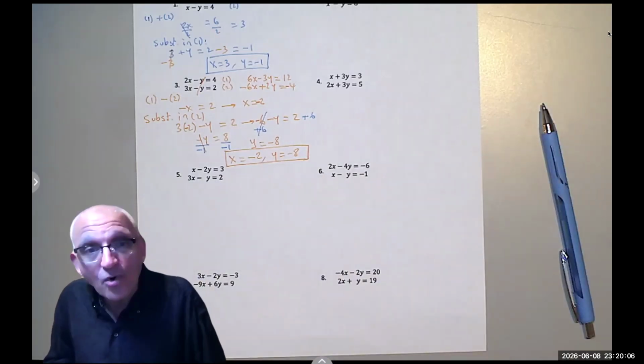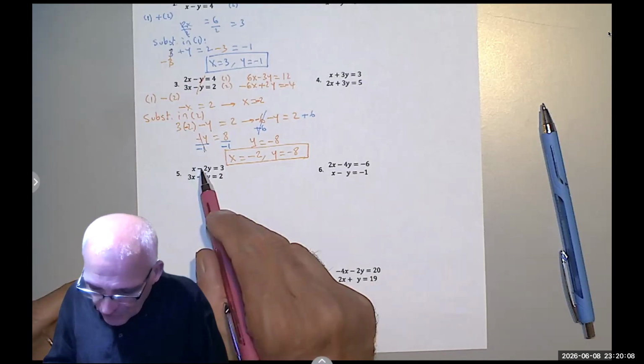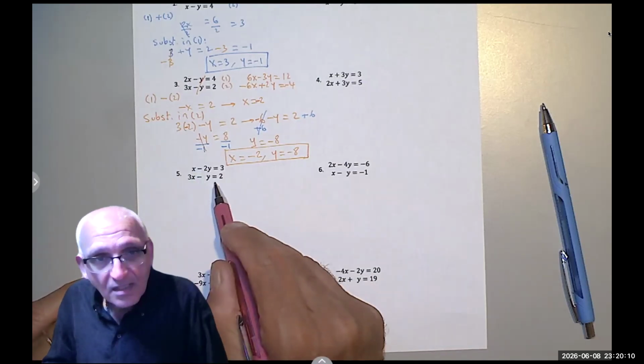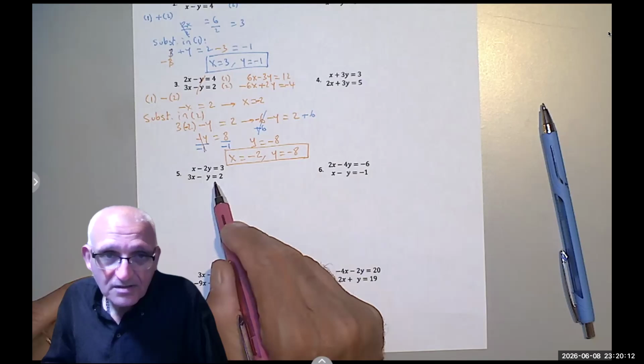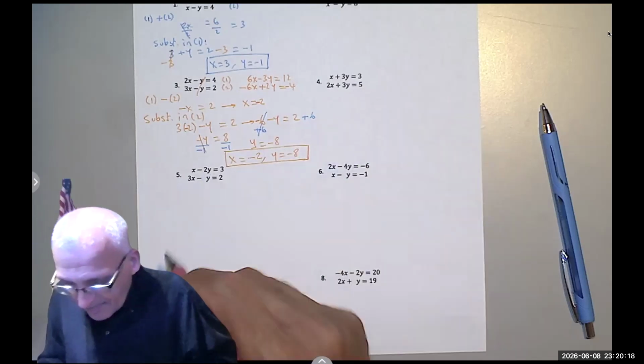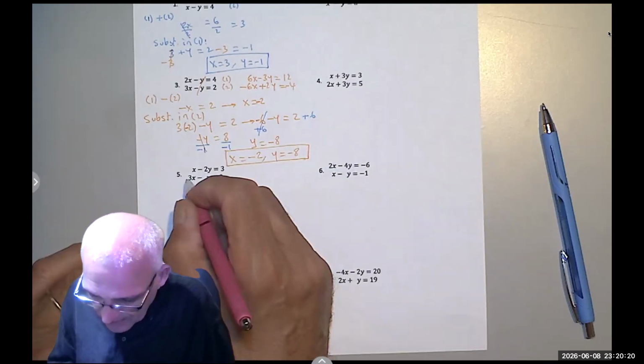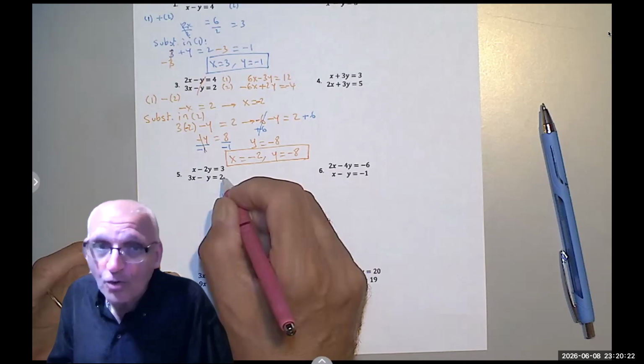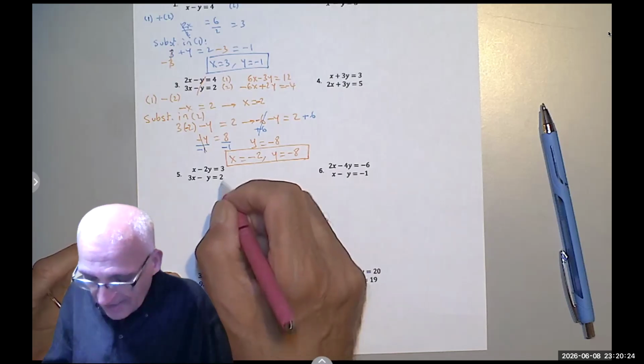Or I have a -2 here and a -1. Common denominator is 2, or least common multiple is 2. So, or -2, it doesn't matter. So I'm going to multiply the bottom equation by 2 or by -2 and add them up.